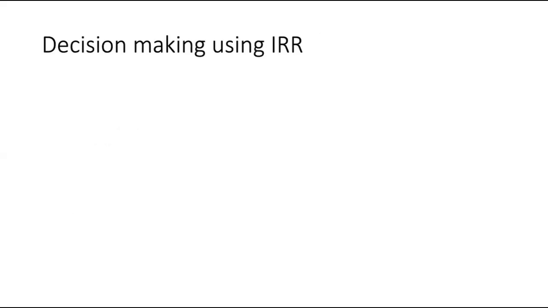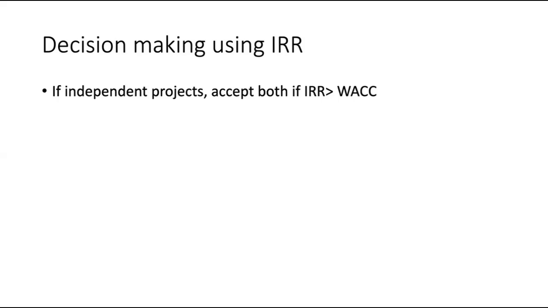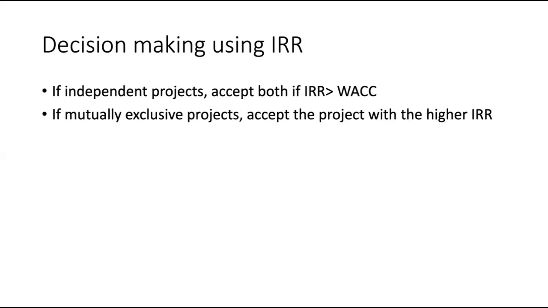Now let's look at decision making using IRR. So if the projects are independent, we will accept both the projects if the IRR is greater than the weighted average cost of capital. But if the projects are mutually exclusive, we will accept the project with the higher IRR.